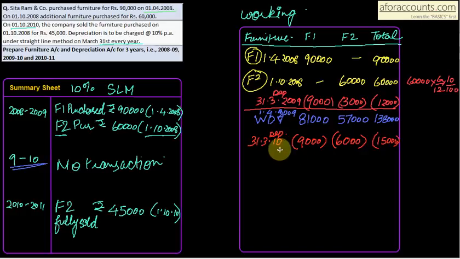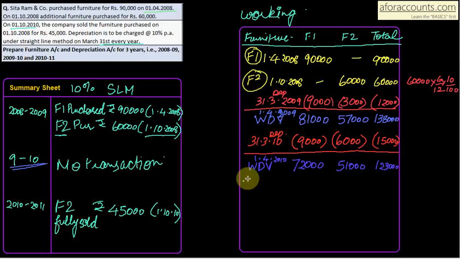And after putting depreciation, we get the WDV for the opening of 10-11. So WDV on 1/4/2010. Okay, so 81,000 minus 9,000 comes up to 72,000. 57,000 minus 6,000 comes up to 51,000. And 72,000 plus 51,000 comes up to 1,23,000.